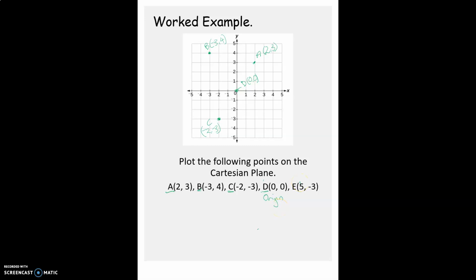And our final point, E, we go 1, 2, 3, 4, 5, and down 3. So 1, 2, 3. We have our E point, which will be brackets 5, -3.